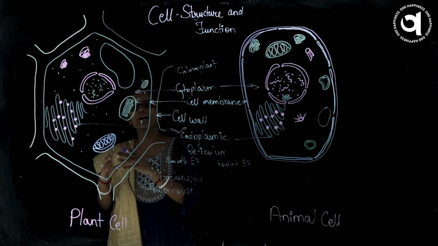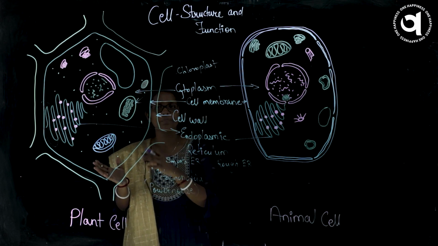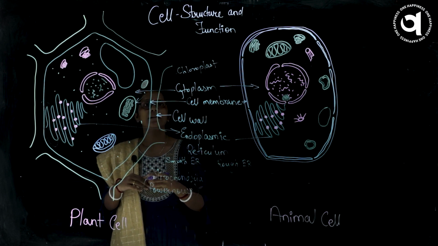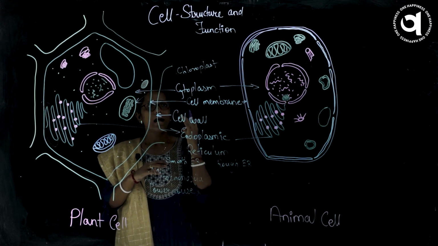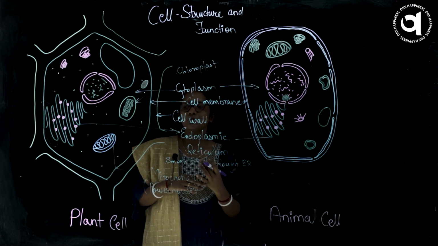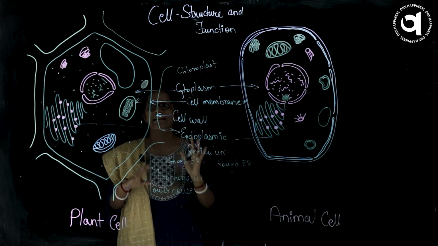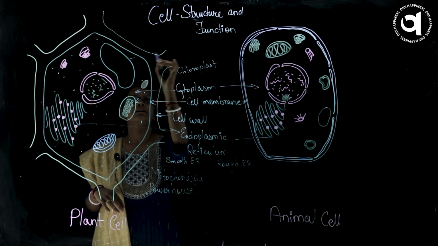And chlorophyll, what they exactly do, they convert the light energy into the chemical energy, and in this way they are helpful in the process of photosynthesis. So the main and the most important function in the plant cell is also done by the chloroplast, we can say.